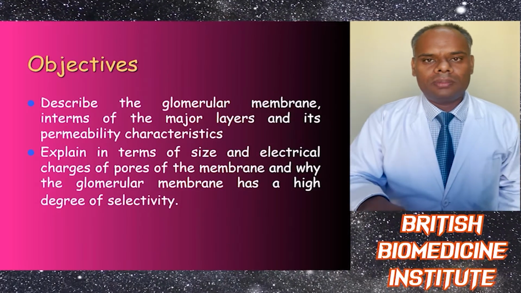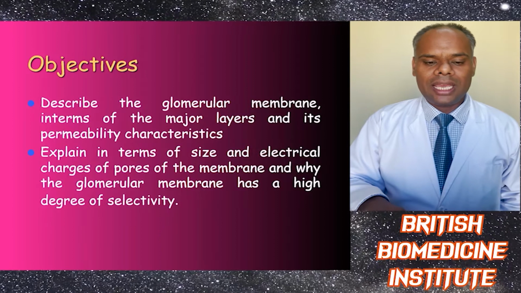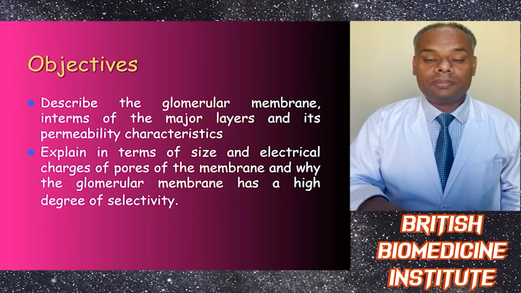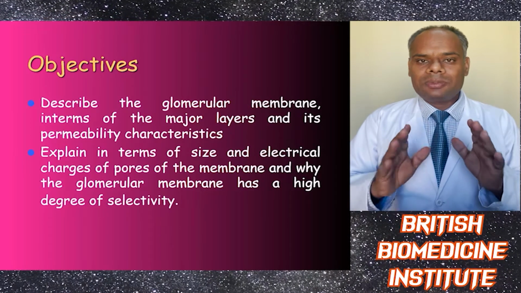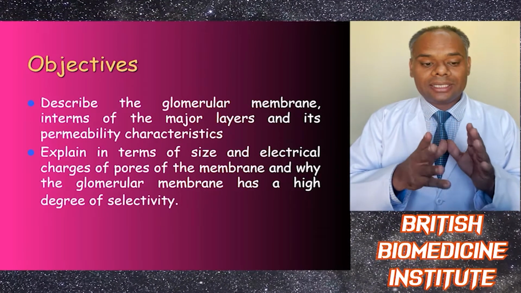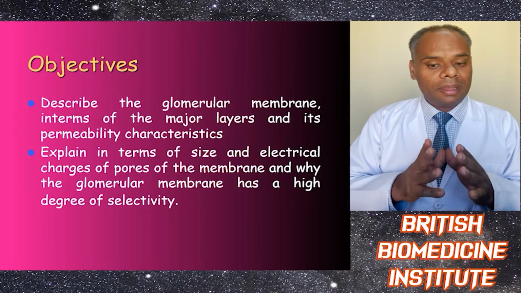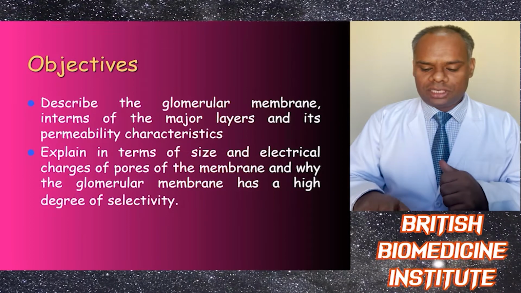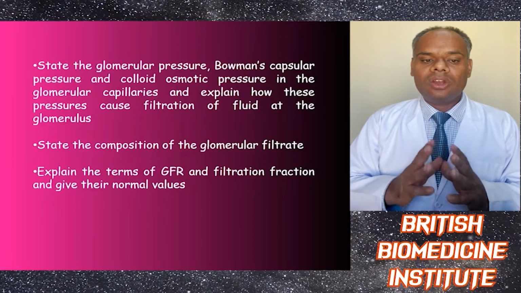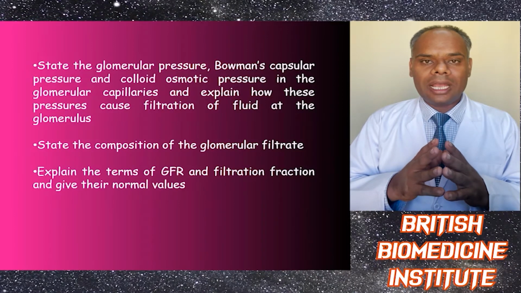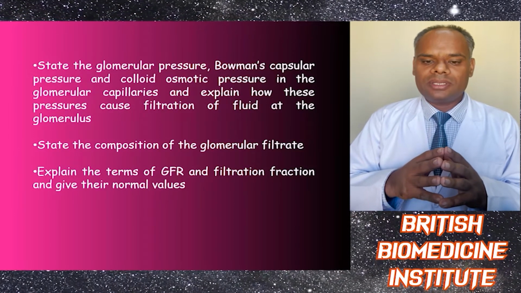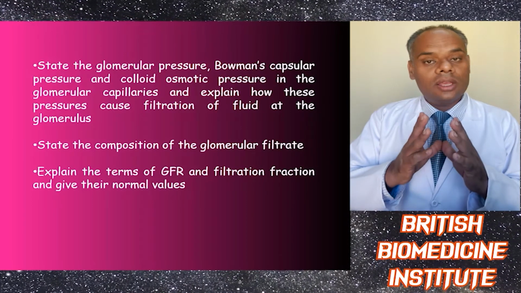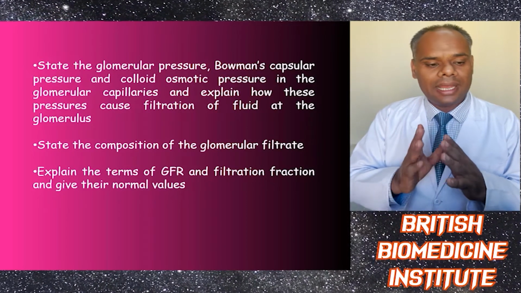After this, you will be able to describe the glomerular membrane in terms of its major layers and its permeability characteristics. Explain in terms of size and electrical charge of the pores of the membrane why the glomerular membrane has a high degree of selectivity. State the glomerular pressure, Bowman's capsular pressure and colloid osmotic pressure in the glomerular capillaries, and explain how these pressures cause filtration of fluid at the glomerulus.